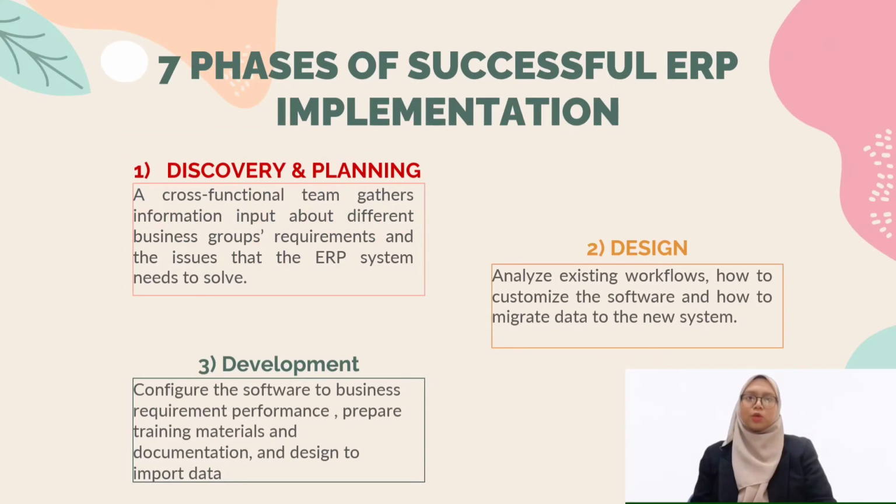I will proceed with seven phases of successful ERP implementation. First, discovery and planning. A cross-functional team gathers input about different business groups' requirements and the issues that the ERP system needs to solve. The project team will be in charge of a wide range of tasks linked to the implementation, including laying out the project plan and deadlines, ensuring enough resources are assigned, making product and design decisions, and day-to-day project management.